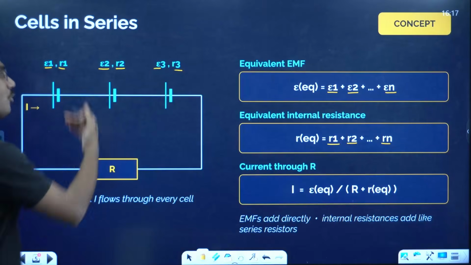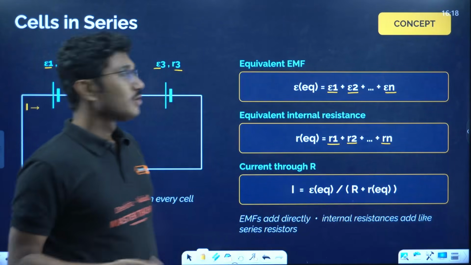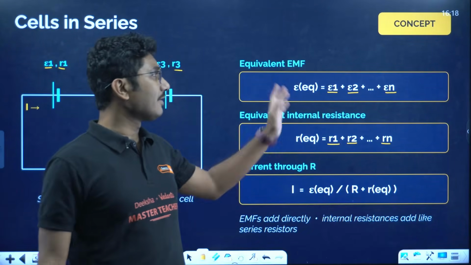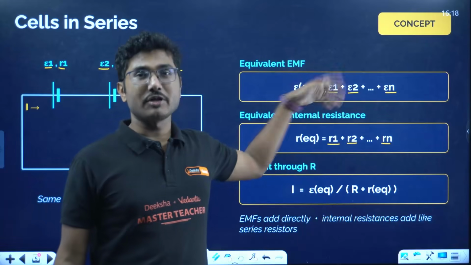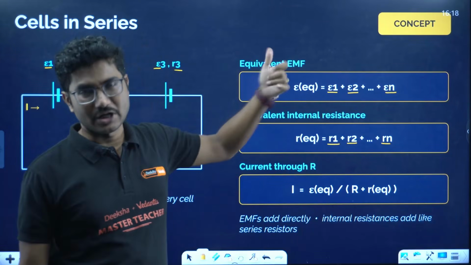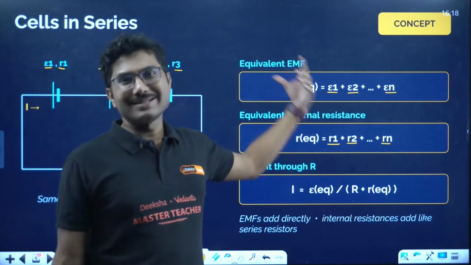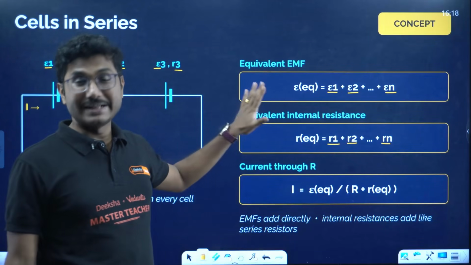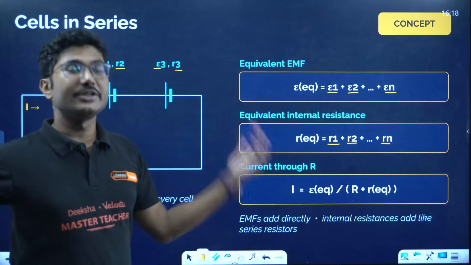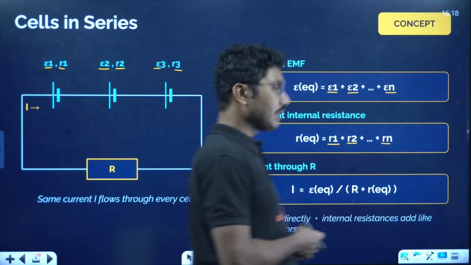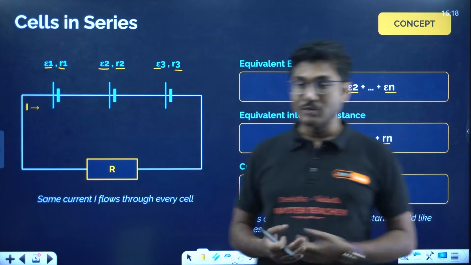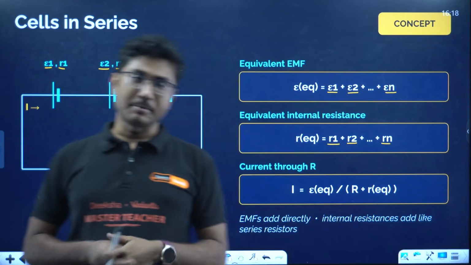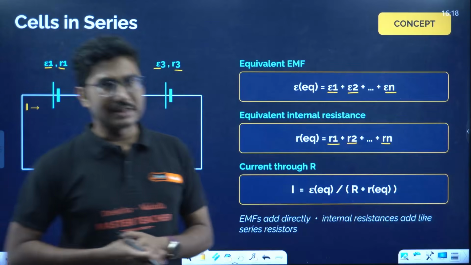So it has its pros and it has its cons. So what are the pros? Pros are that the total epsilon value is increasing. What is the con? The internal resistance is also increasing, right? So that is what series connection is used for. If you want to increase the overall output EMF, if you require a high voltage, then you use series combination. Most common circuits generally use series combination.